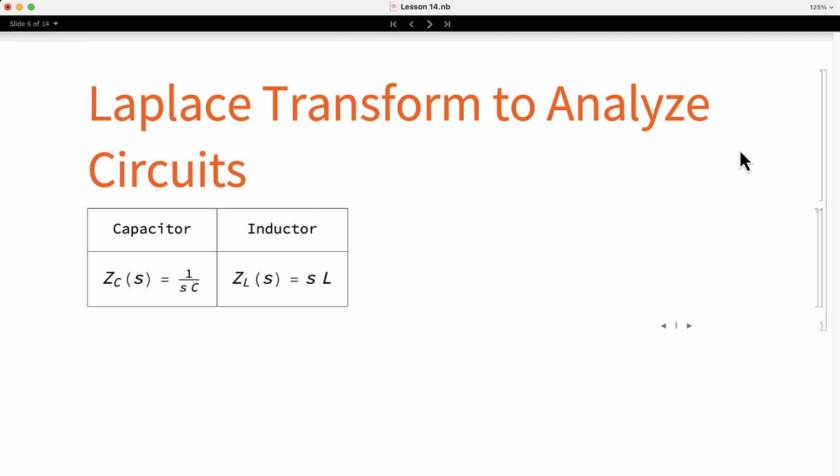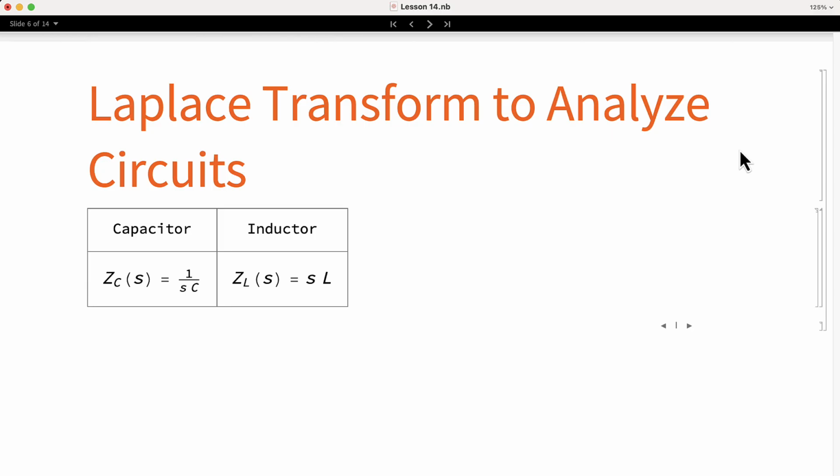Now we will learn a simpler method to analyze a circuit directly in frequency domain. We will use the Laplace transform. Even when the name sounds complex, using the Laplace transform to analyze a circuit is easy, especially using the Wolfram language. In this table you can see the two basic formulas that you need to remember.